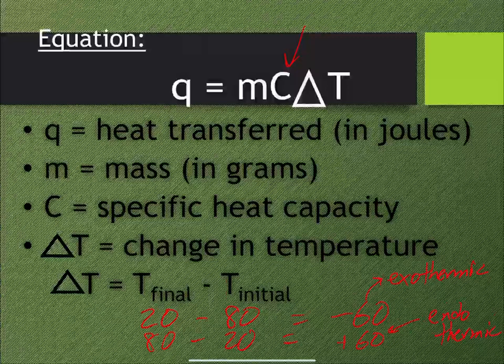Energy is coming into your system. So those are two vocab words that you need to know. Exothermic, energy is exiting your system. Endothermic, energy is coming into your system.